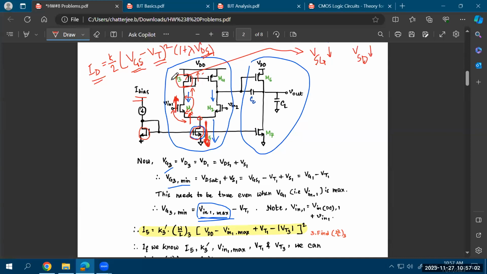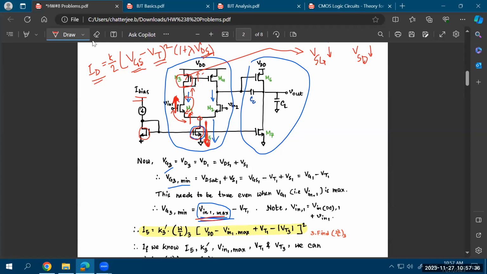So as VSD keeps on reducing, there is a risk that this M3 transistor will not be in the correct operating range as you keep on increasing the DC potential at the gate of the M1 transistor, higher and higher. There is a risk that this M3 transistor will go out of saturation. So when you are designing this M3 transistor, you have to keep in mind the potential at the gate of the M1 transistor. And that's why you consider V1 max when you are trying to design M3.